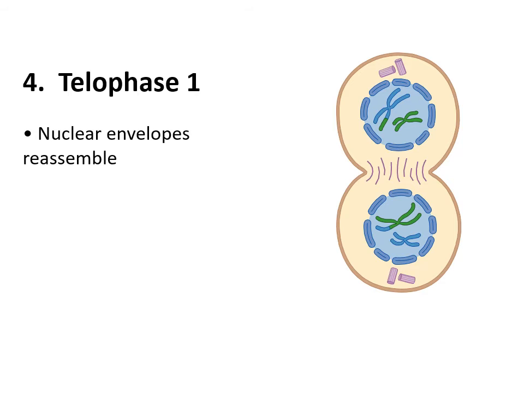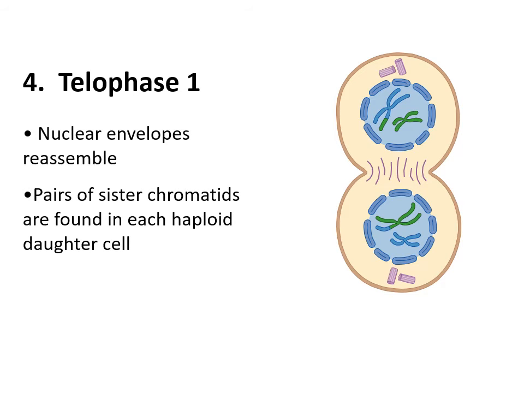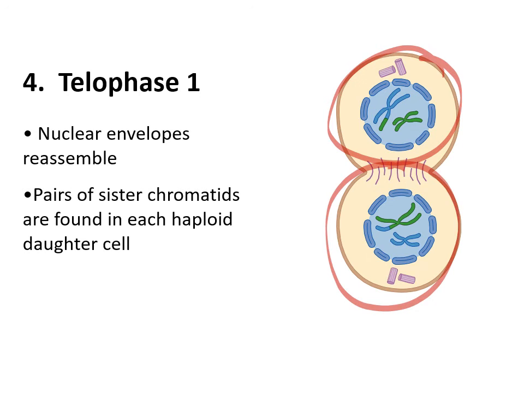So telophase 1, the nuclear envelope is reassembling. We're putting the cells back together. The pairs of sister chromatids are going to be found in each haploid cell. And again, once it's fully separated, these resulting cells are haploid cells because they only contain one version of each chromosome.